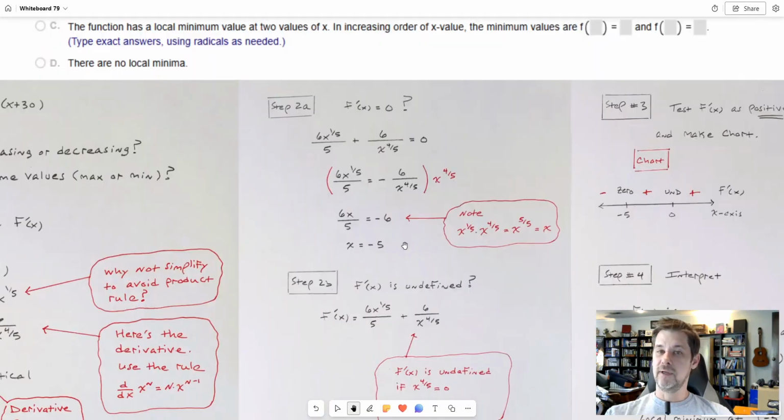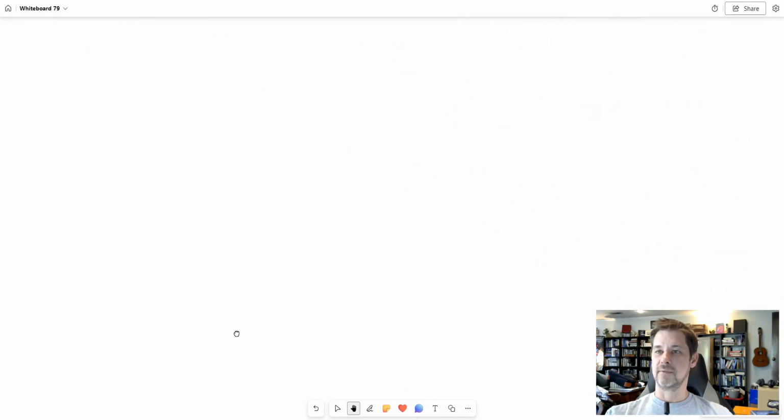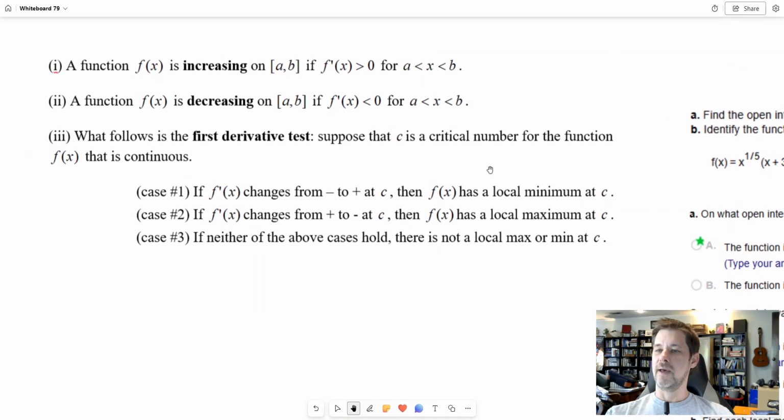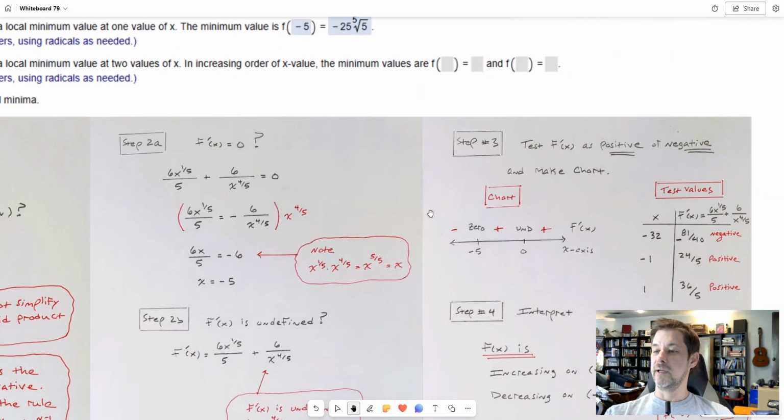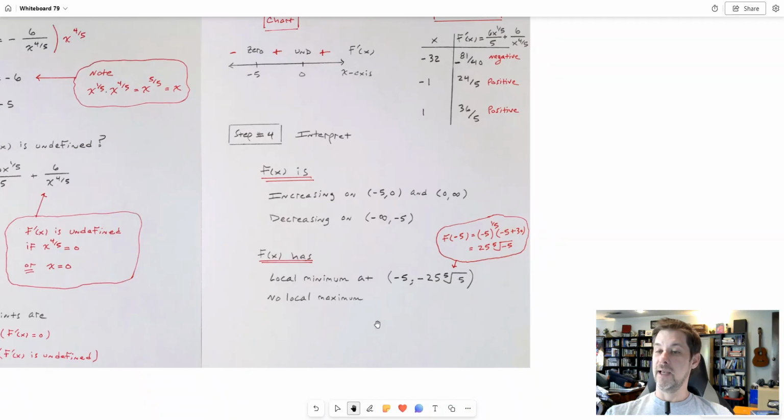Now that's what this test says, okay? If you read it, that's exactly what it says. All right, so I interpret it that way, and here's my answer. Okay, so that's how you solve it.